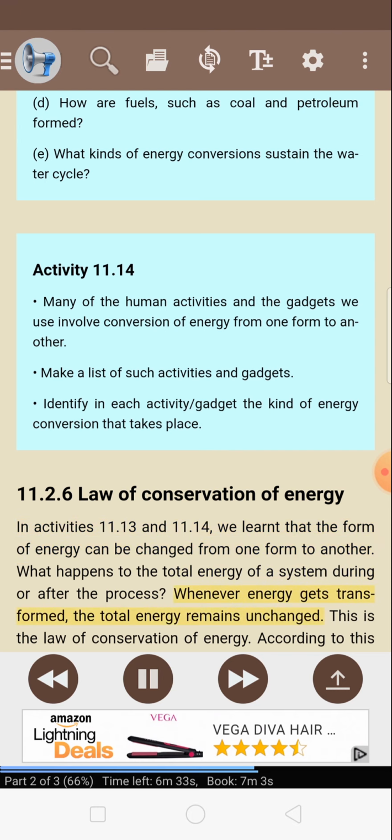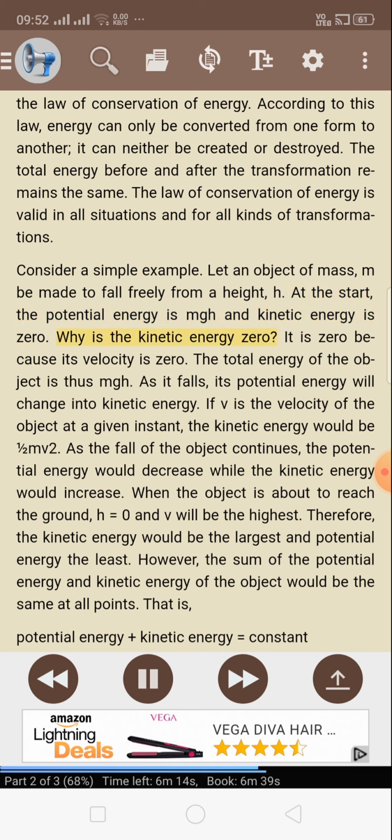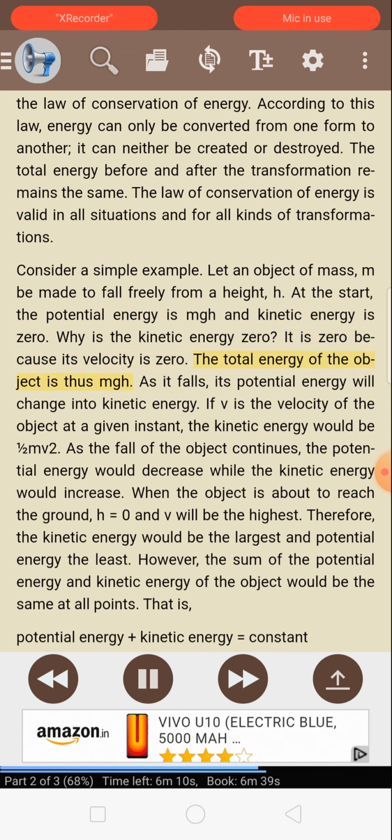Consider a simple example. Let an object of mass m be made to fall freely from a height h. At the start, the potential energy is mgh and kinetic energy is 0. Why is the kinetic energy 0? It is 0 because its velocity is 0. The total energy of the object is thus mgh.